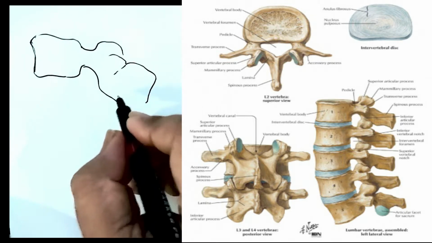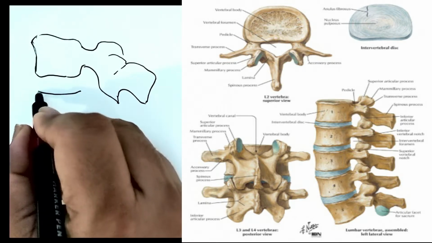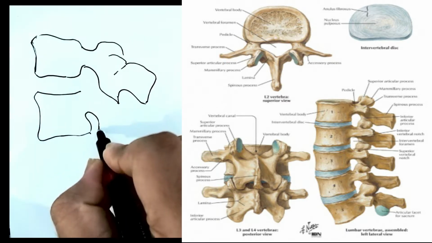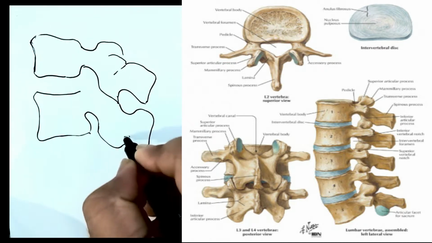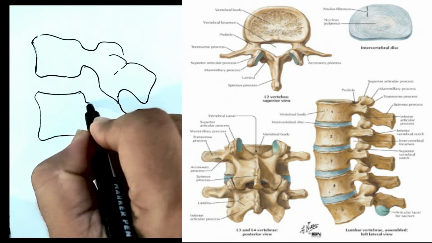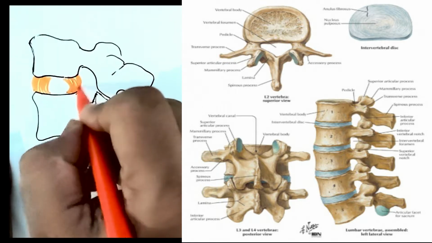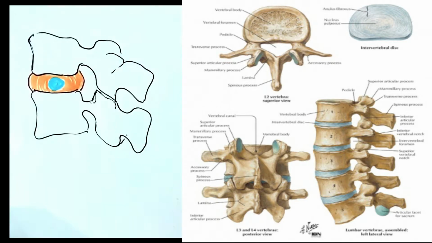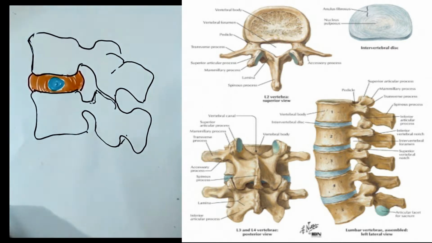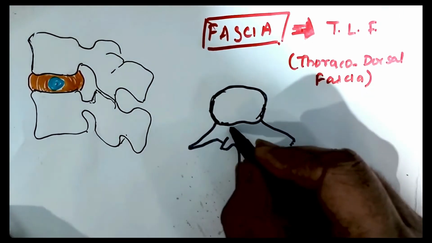So in this diagrammatic representation, the side view of the lumbar spine typically shows a lumbar vertebra. On the anterior side, you will see the body of the lumbar vertebra, and on the posterior side, you will see the processes, the transverse as well as the spinous. The two vertebrae are separated by the intervertebral disc with the nucleus pulposus in the center, surrounded by the annulus fibrosus. So this is the typical lumbar vertebra.